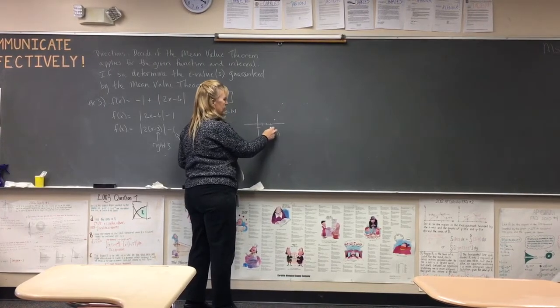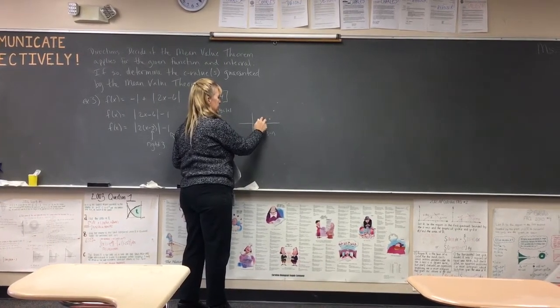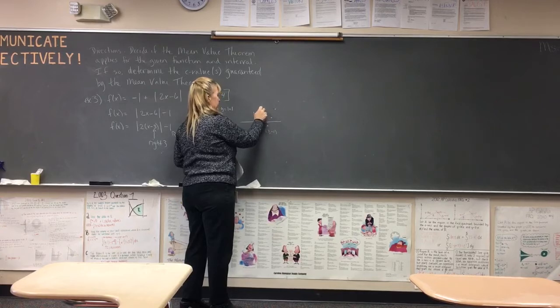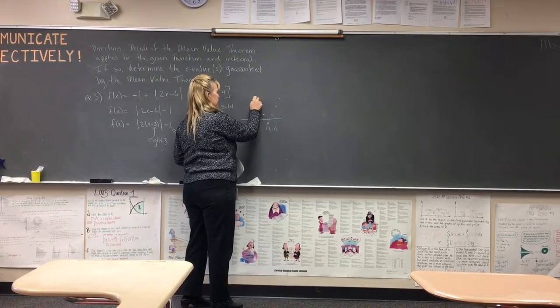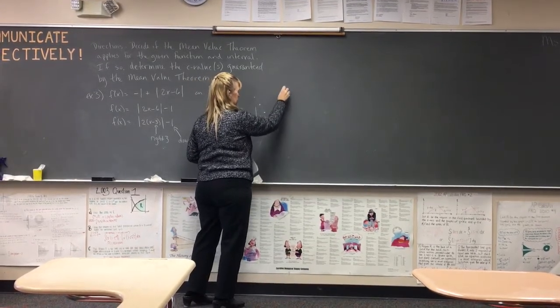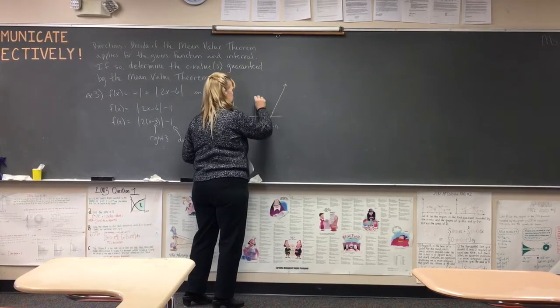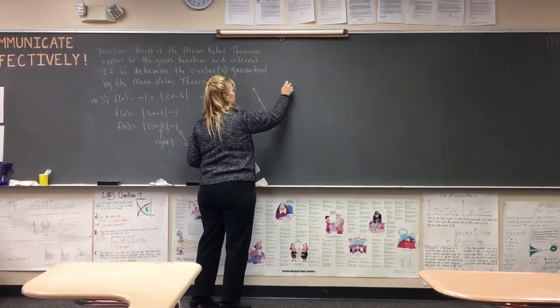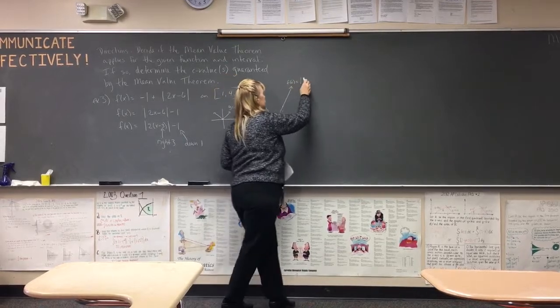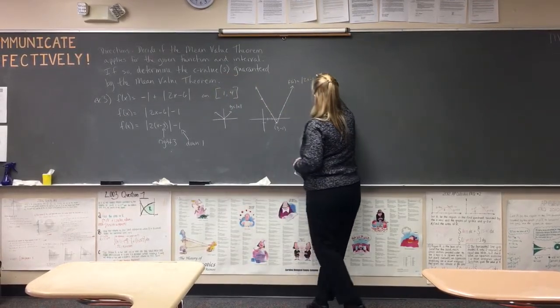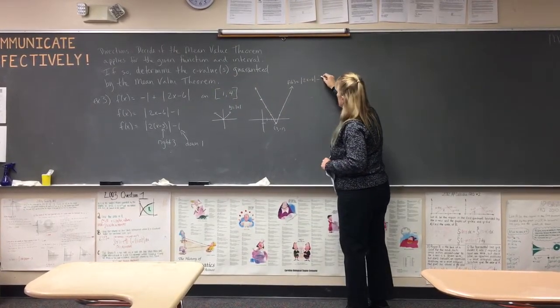And on the left side, I'll go up 2, left 1, up 2, left 1, up 2, left 1. And this becomes f of x equals the absolute value of 2x minus 6, quantity minus 1.